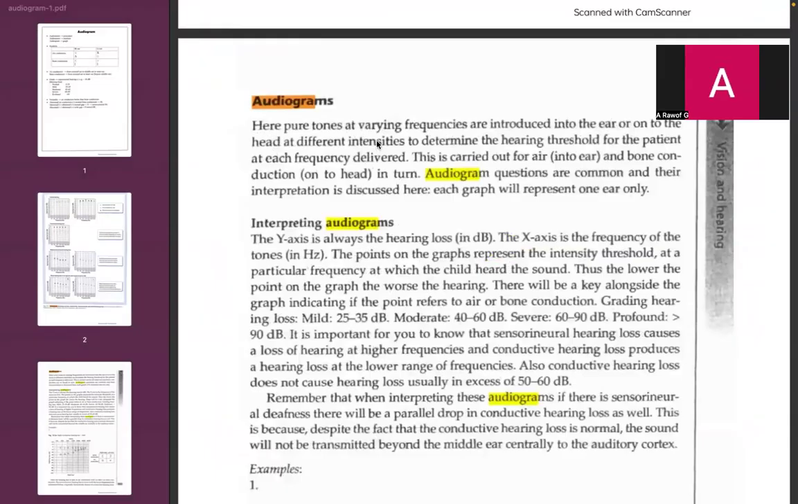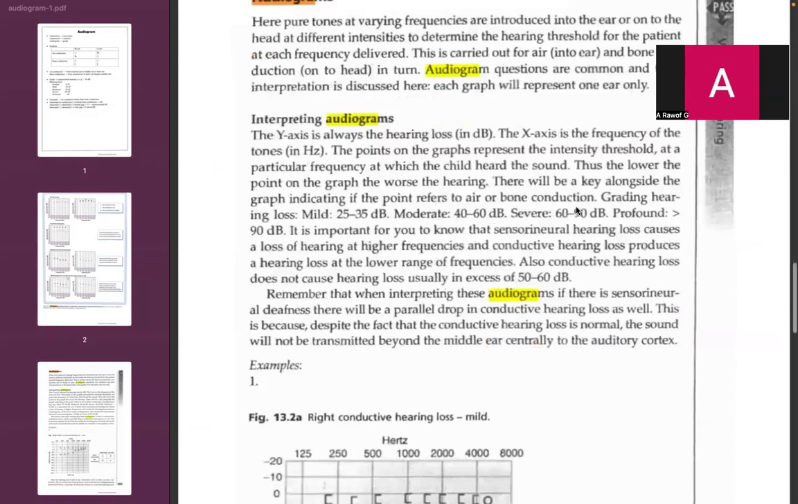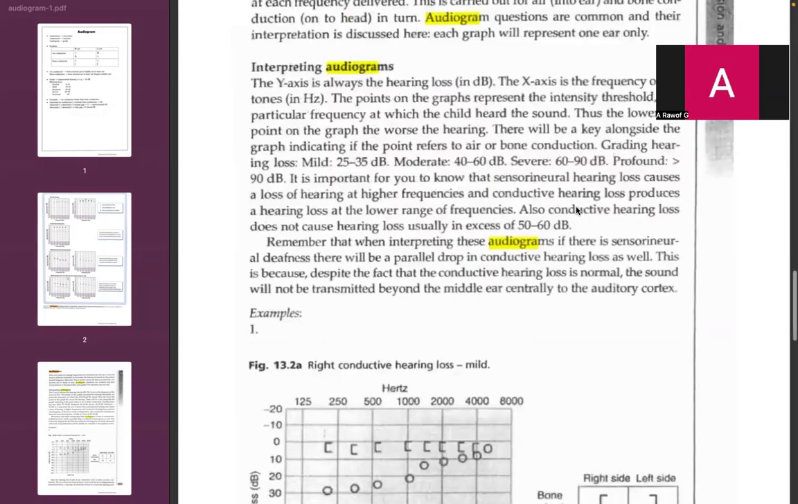Here, in pure tone audiograms, pure tones at varying frequencies are introduced into the ear, and onto the head, at different intensities to determine the hearing threshold for the patient at each frequency delivered. This is carried out for air conduction into the ear and bone conduction on the head in turn. Audiogram questions are common and their interpretation is discussed here. Each graph will represent one ear only.